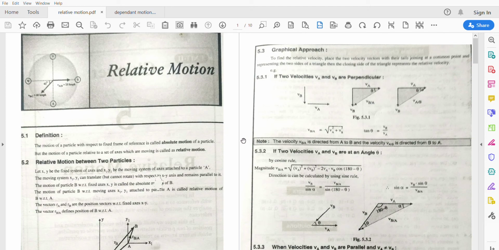Good morning, friends. Today we are going to discuss some part about relative motion and dependent motion.